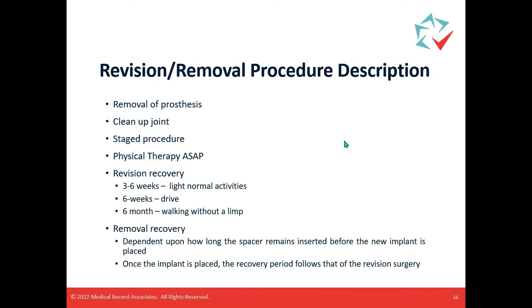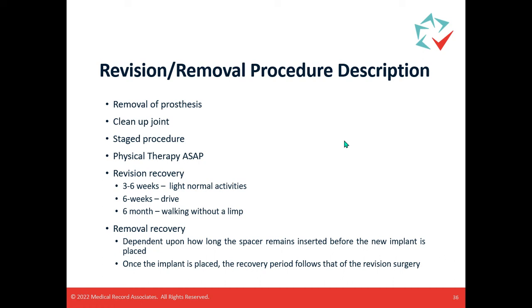So as I mentioned earlier, hip revisions can take several hours to complete. The surgeon starts by opening up the hip joint and removing all or part of the previously placed prosthesis. Then the joint is cleaned up so the new prosthetic can be inserted. Depending on the severity of the damaged joint or the presence of infection, the removal or revision process may have to be done in stages, in which case spacers might be used as placeholders until the infection is cleared or until that new implant is ready to be inserted.